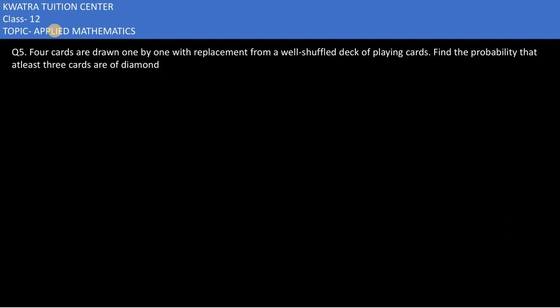The fifth one: 4 cards are drawn one by one with replacement from a well shuffled deck of playing cards, and they are asking us to find the probability that at least 3 cards are of diamond.